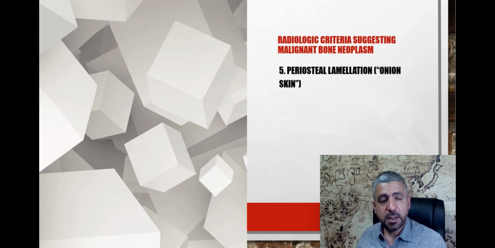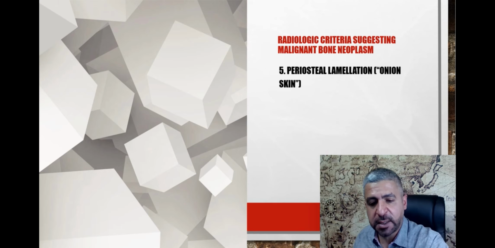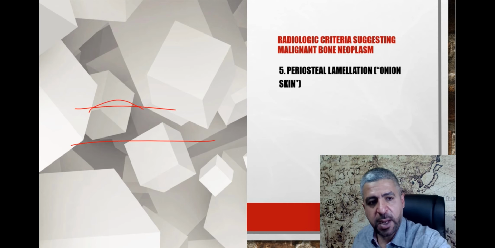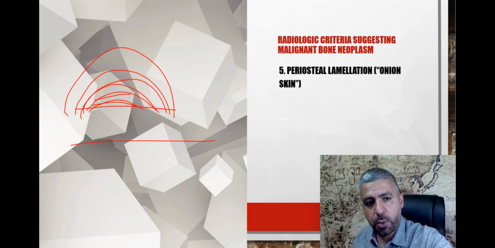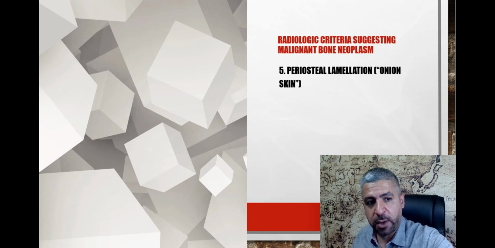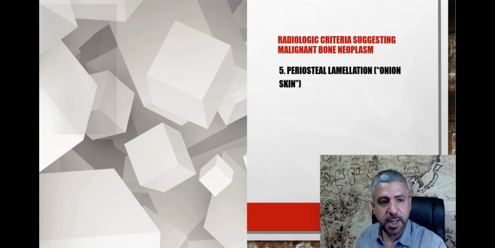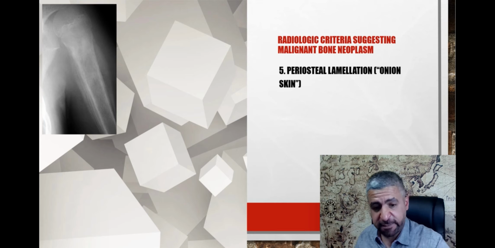Another feature suggesting malignancy is what's called periosteal lamellation or onion skin or onion peel appearance. Again, the idea is the same as in the Codman triangle. This is the bone, the tumor is growing, periosteum trying to repair. Then the bone grows, then periosteum tries to repair. Then the bone grows and periosteum tries to repair. What you end up with is a laminated pattern of periosteal reaction, what we call onion peel or onion skin appearance. And it's very suggestive of a malignant process.